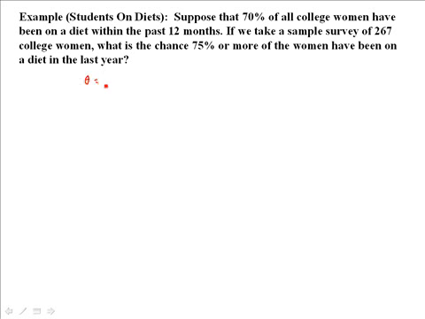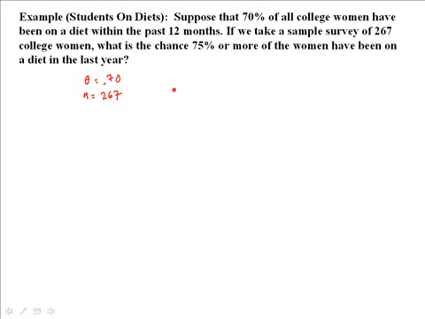Theta is 0.70. All right, then the other thing here is the sample that we take. And the sample that we take involves 267 college women, so that tells me the sample size for our sample that we're interested in. And then the other thing that they're asking me about here is what's the chance that when I take this sample, I get 75% or more of the women in that sample having been on a diet in the last year.